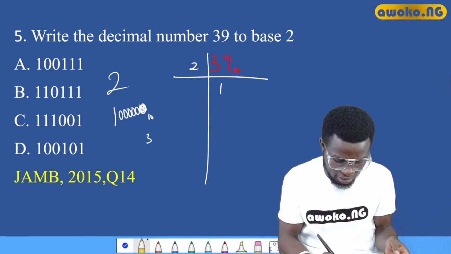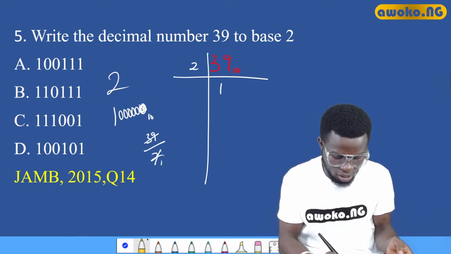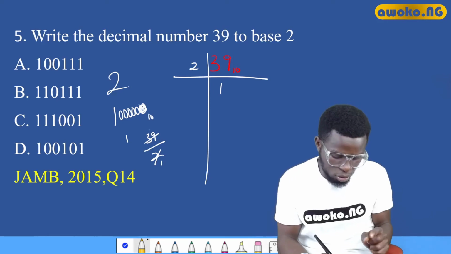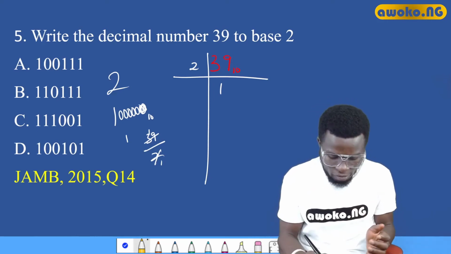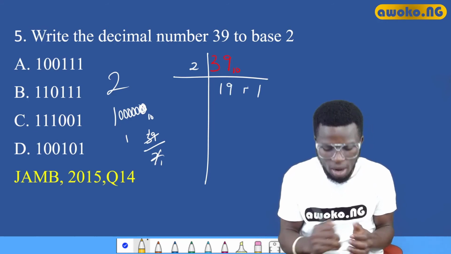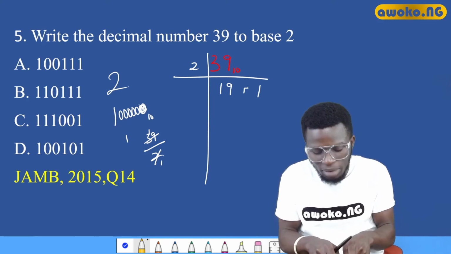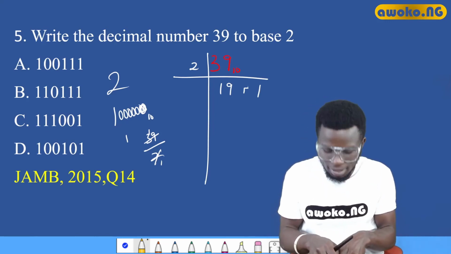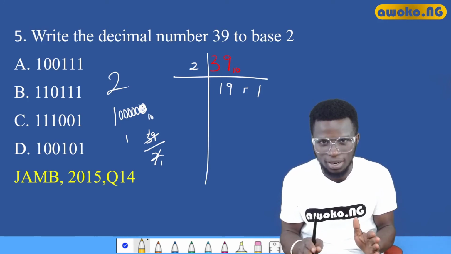Okay, it's just like saying 39 over 2. So 2 here 1, 2 here 1, remainder 1, so you put the 1 over here. So 2 times 9 is 18, so we have 1, 9, remainder 1. So 2 times 19 is 38. 38 plus 1 is 39. So we are on track.